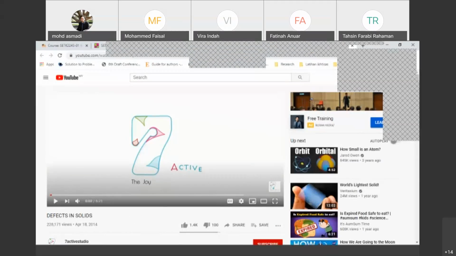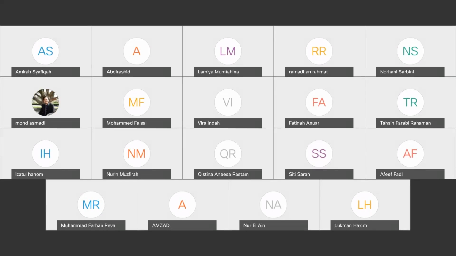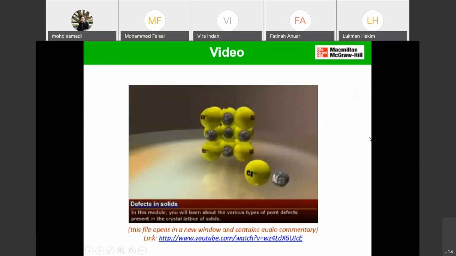So we continue with the effect of the defects on the properties of materials. Just another three slides, and then we finish this section. You already watched this video. I hope you can understand the types of defects, especially the zero-dimensional point defects.